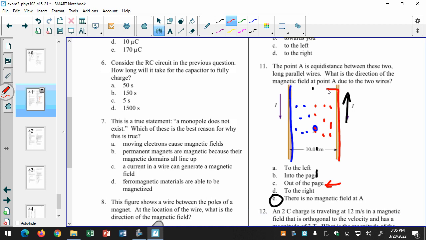Yeah, it would still be 0 if they were both up. It's just that they would be opposite, but they would still add up equal to 0.